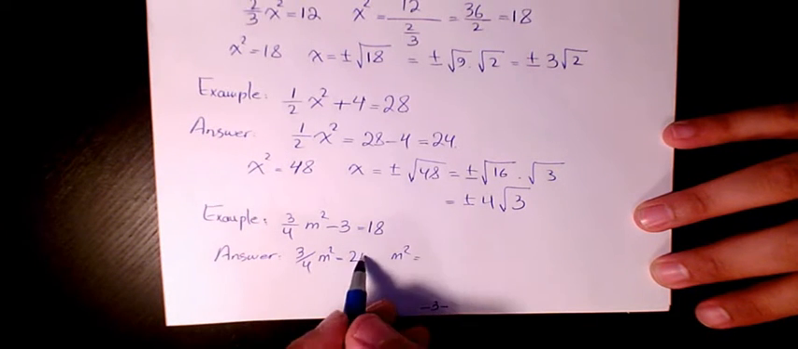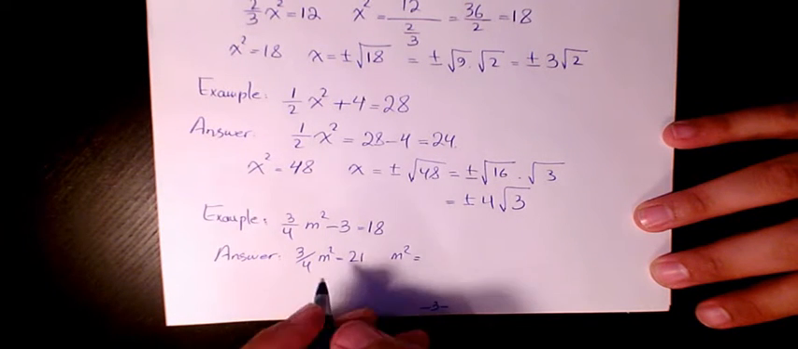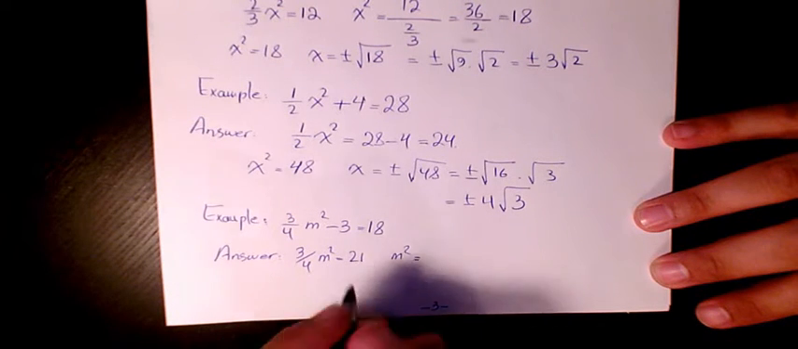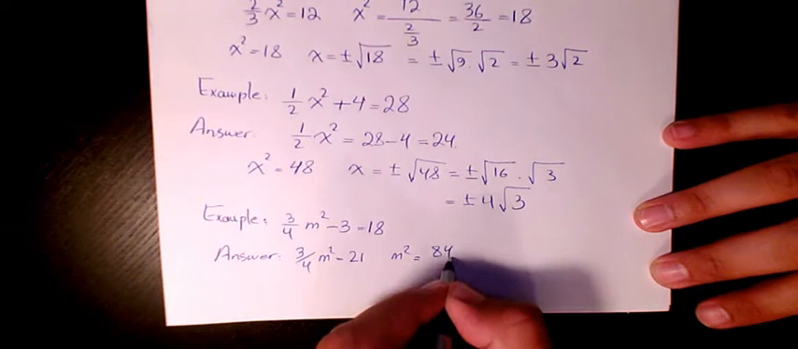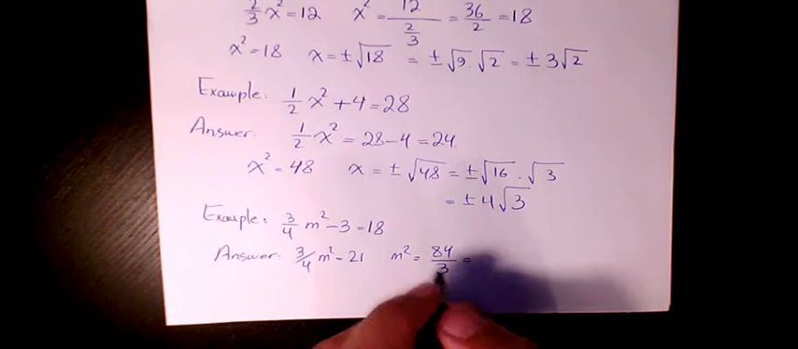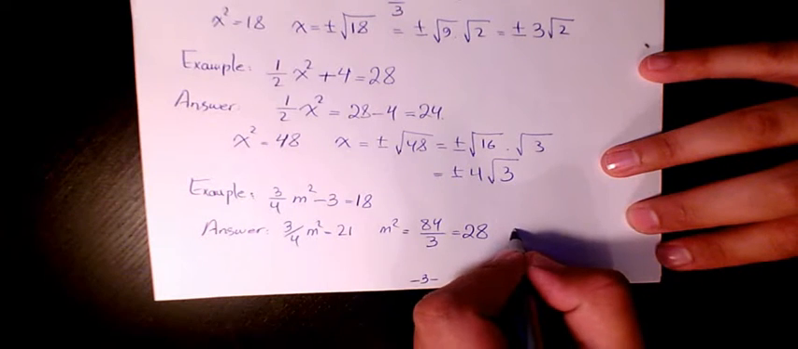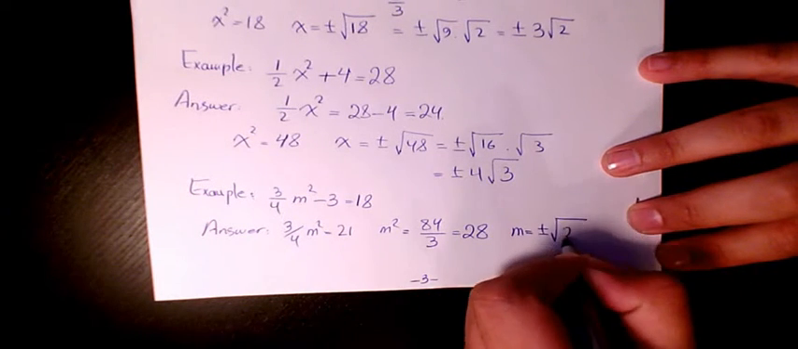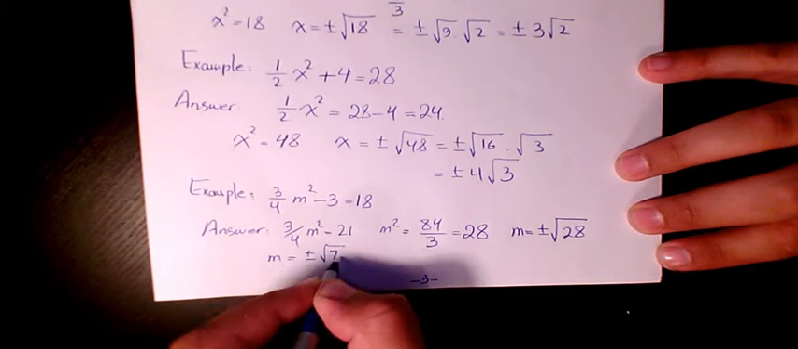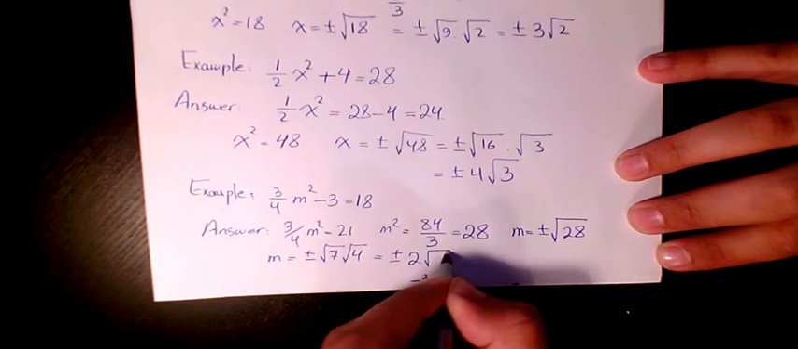Then m squared is going to be 21 divided by 3/4, which will be 84 divided by 3. 84 divided by 3 is 28. So m will be plus or minus the square root of 28, which is 7 times 4. The square root of 4 is 2, so it's going to be plus or minus 2 root 7.